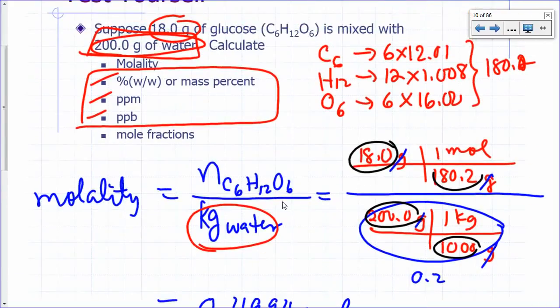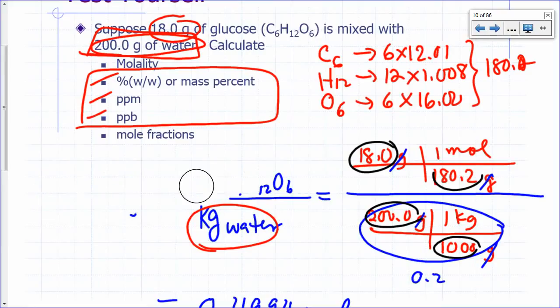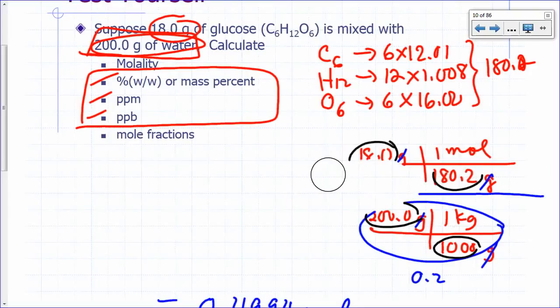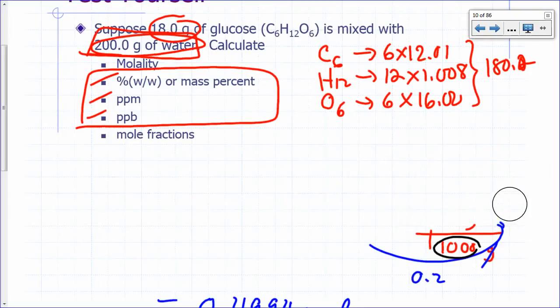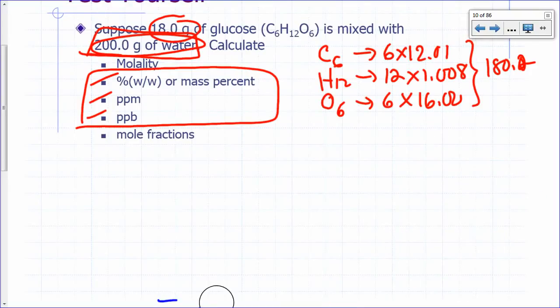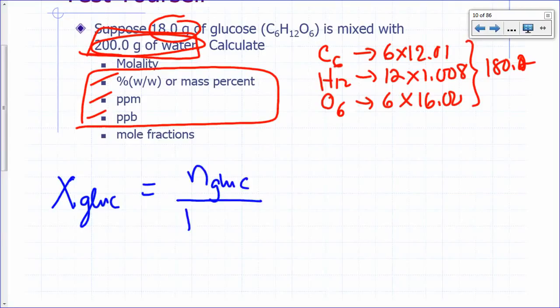What about mole fractions? Let's calculate mole fractions. By definition, mole fraction is just the number of moles of whatever component you're interested in divided by the total number of moles. So mole fraction of glucose is just, oops, I'm sorry. The symbol for mole fraction is X. So mole fraction of glucose is moles of glucose over moles total.